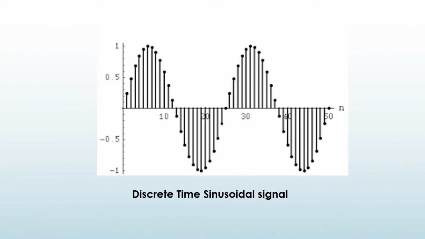Okay, so as shown in the figure, the discrete time sinusoidal signal will be defined for the discrete values, and the particular discrete time sinusoidal signal will be as shown in the figure.